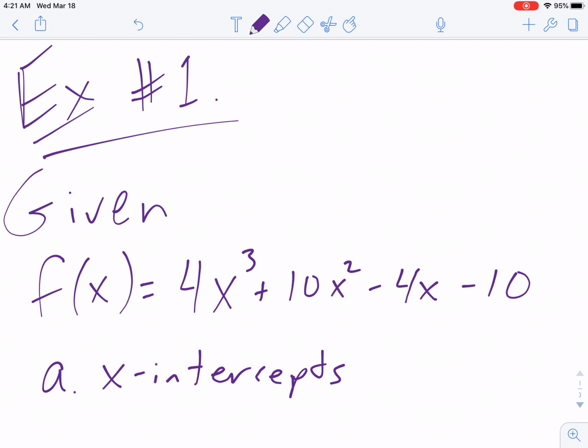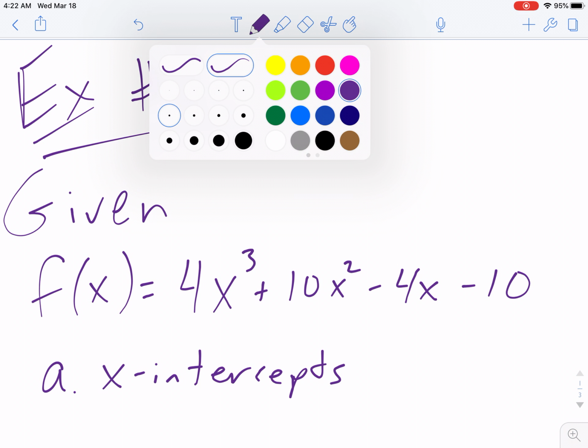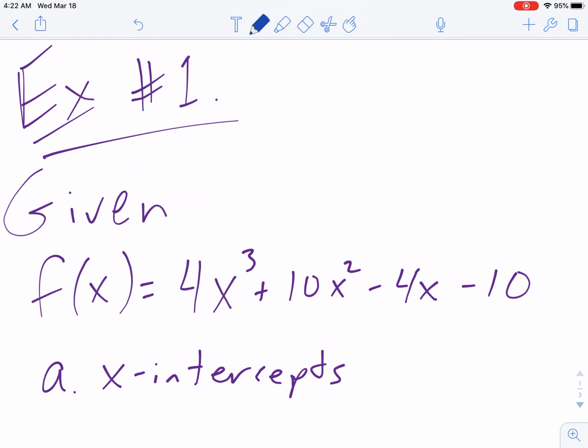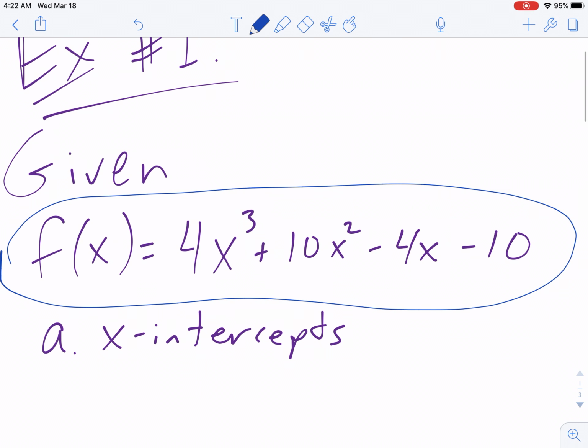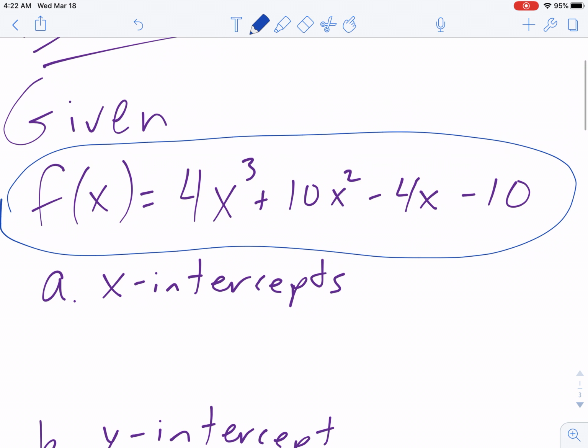Okay, here's the first example for section 4.2. These are all calculator problems, so your first thing to do is to type this function into y1 on your calculator. Okay, so that's going to be your first challenge. Make sure you type that in properly into y1.